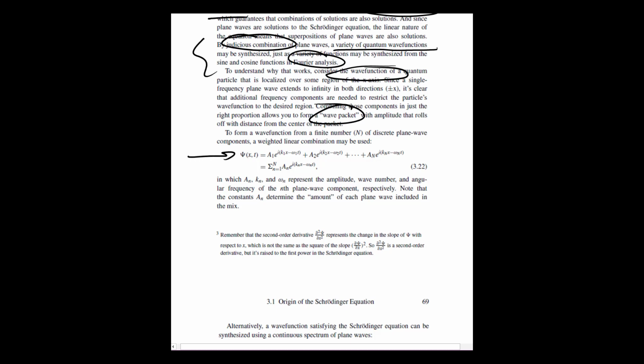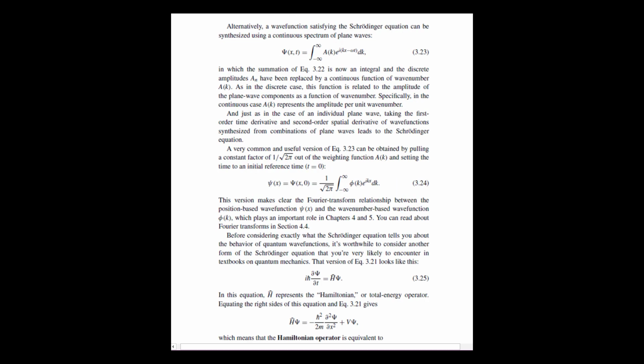For example, here's psi of x and t, written as amount A1 of a wave with wave number k1 and angular frequency omega 1, plus a different amount, A2, of a wave with different wave number and angular frequency, and so on. You can combine as many of these as you need to produce the function you want. A sub n determines the amount of each plane wave. And if you want to do this over a continuous spectrum, that summation becomes an integral, and instead of discrete A sub n's, you have a function of wave number, which we've called A of k here. In this case, A of k is the amplitude per unit wave number.